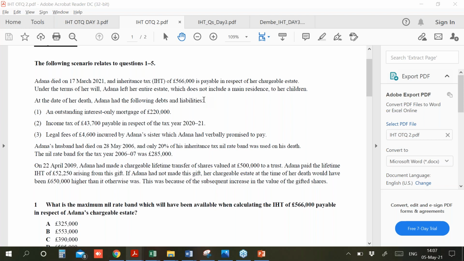Now the question has specifically told us that it does not include the main residence, which means we will not be considering RNRB, the residence nil rate band. However, I want to tell you that in Finance Act 2020, the amount of residence nil rate band has been increased from 150 to 175,000. At the time of the death, Adana had the following debts and liabilities.